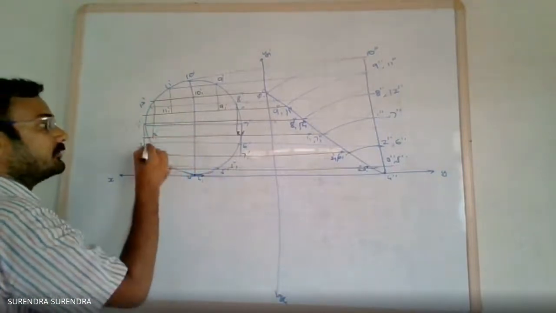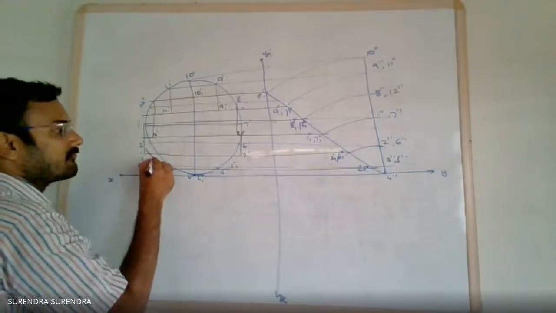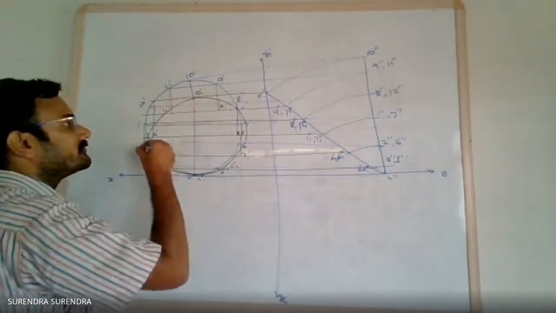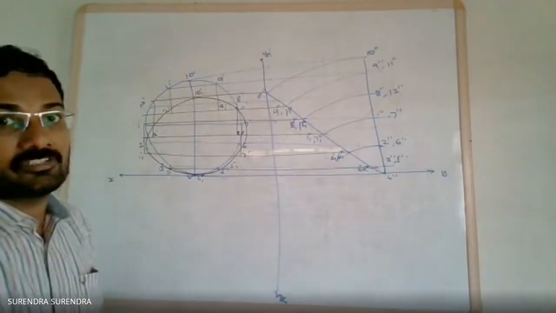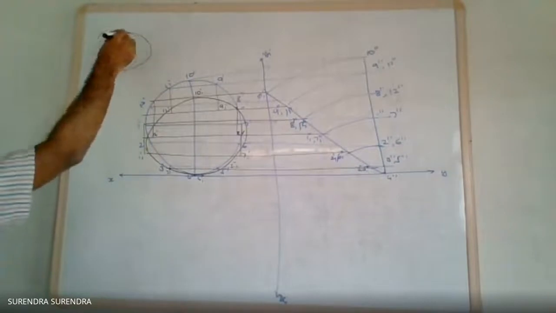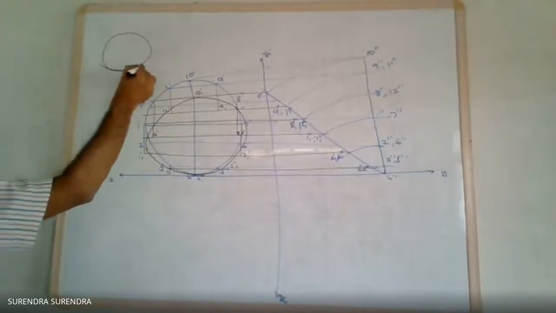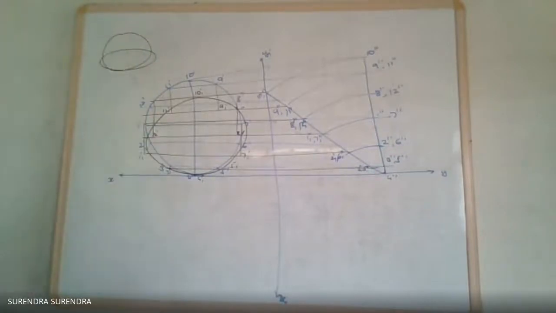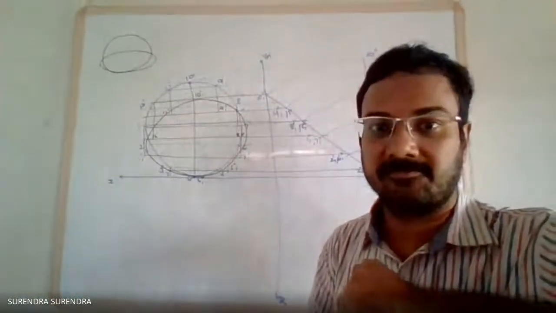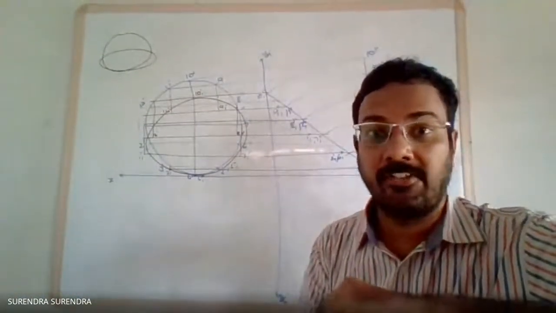So draw a smooth curve passing through all these. The initial circle comes, and the second one will be an ellipse like this. So this is the front view.